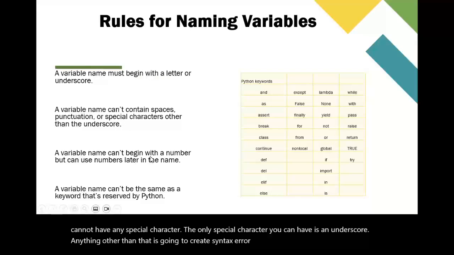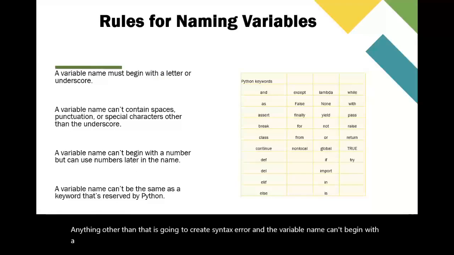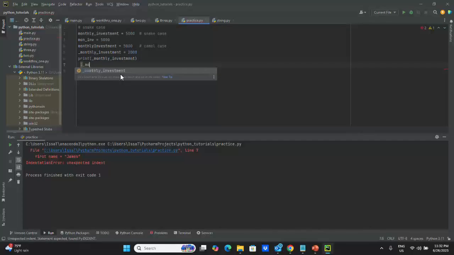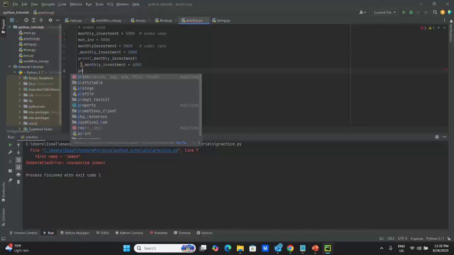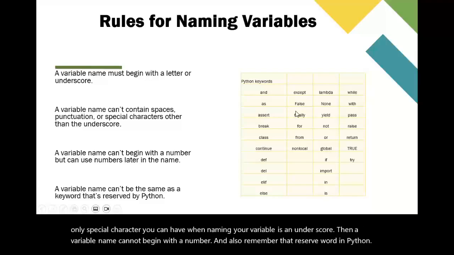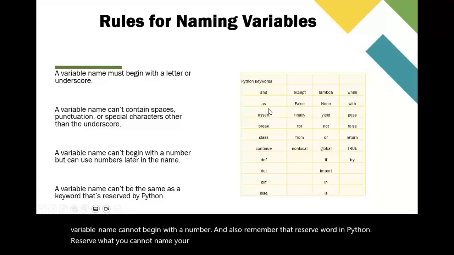And the variable name can't begin with a number. Remember that whenever you are naming a variable, you cannot start with a number. Say you have 1_monthly_investment. Let's assign 6,000 to it, and let's see what that's going to do for us. So let's try with a number. And also remember that you cannot name your variables with a reserved word in Python.